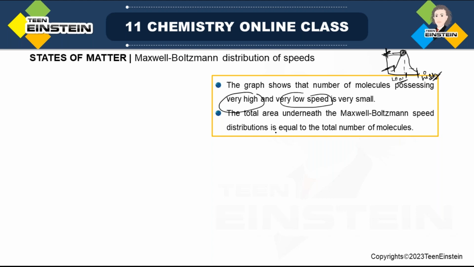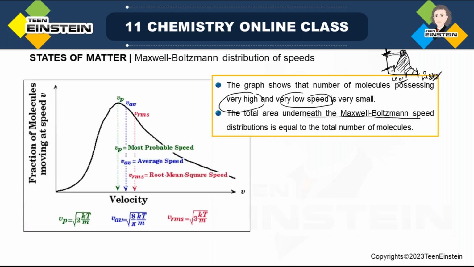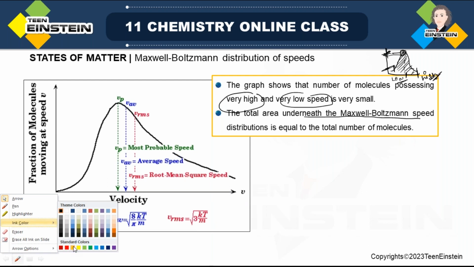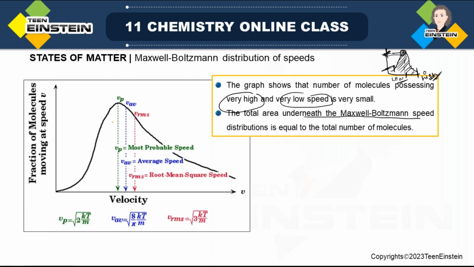This is one point. The second point is the total area underneath this Maxwell-Boltzmann speed distribution curve. That is actually equal to the total number of molecules. So you just have to consider this total area, and it will give you the total number of molecules. Now here you can see three different terms. All these three different terms are very important.